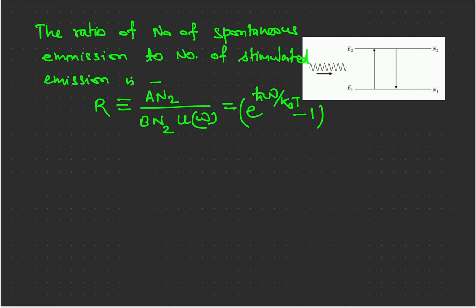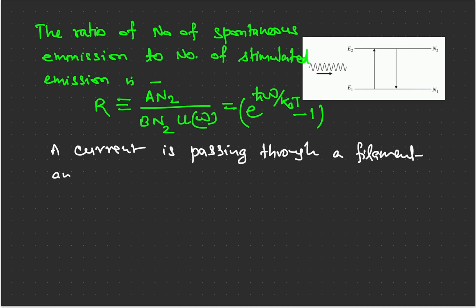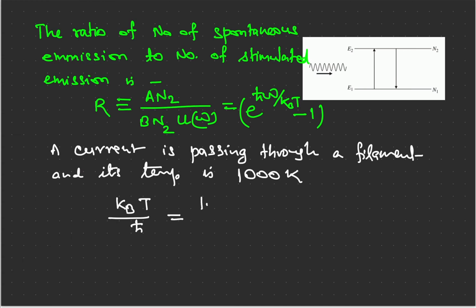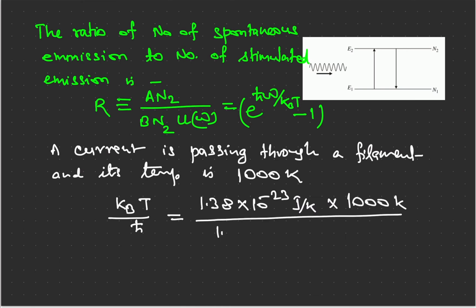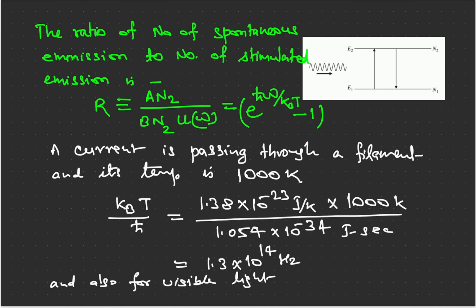So let us consider a current passing through a filament, and suppose its temperature is 1000 Kelvin. At this temperature, kBT by h cross is equal to 1.38 into 10 to the power minus 23 joule per Kelvin into 1000 Kelvin, divided by 1.054 into 10 to the power minus 34 joule second, and that gives 1.3 into 10 to the power 14 hertz. And for visible light, suppose the given wavelength is 500 nanometer or 5000 angstrom.